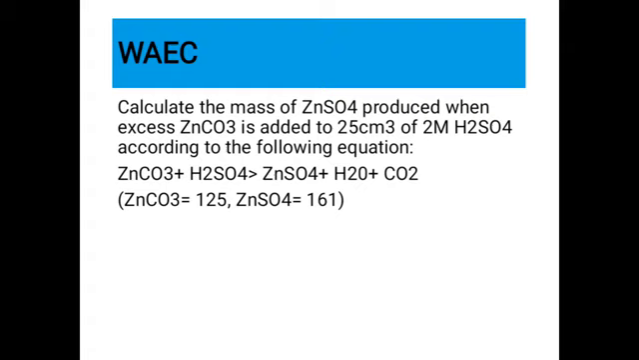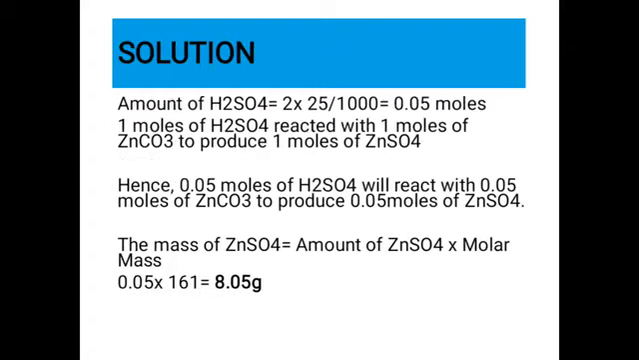So to convert now, the amount of H2SO4 will be the concentration, which is 2, times volume in dm cube. The reason why we are having 25 over 1000 is because the volume must be in dm cube. That's 25 divided by 1000. That's 2 times 0.025, and that's 0.05 moles. So we have been able to convert H2SO4 to mole.